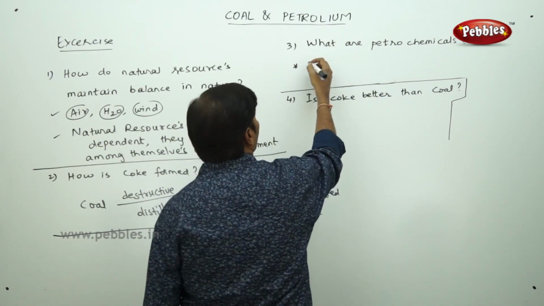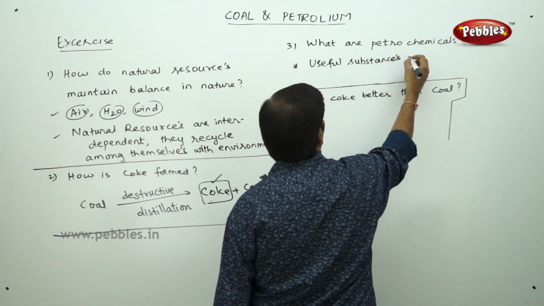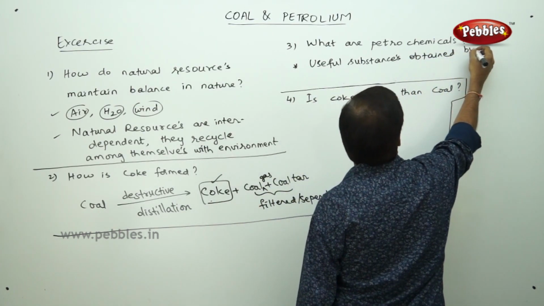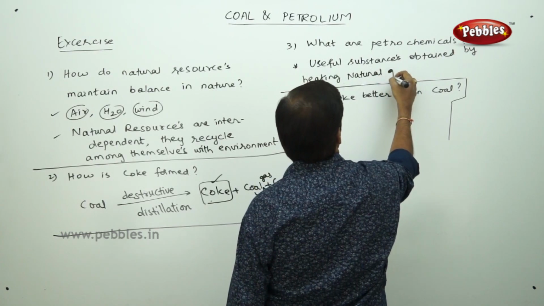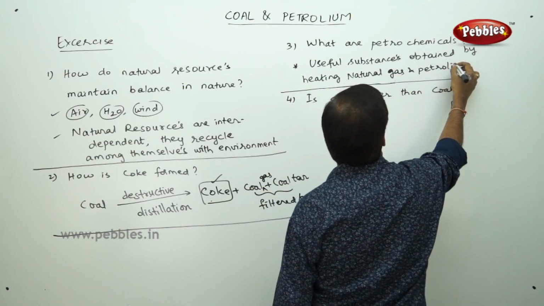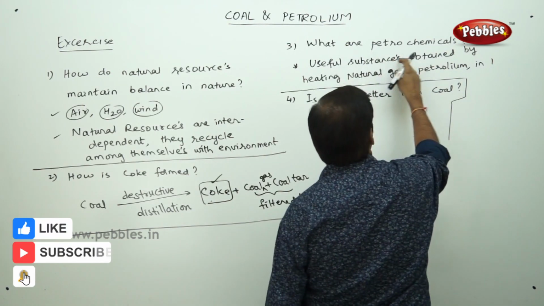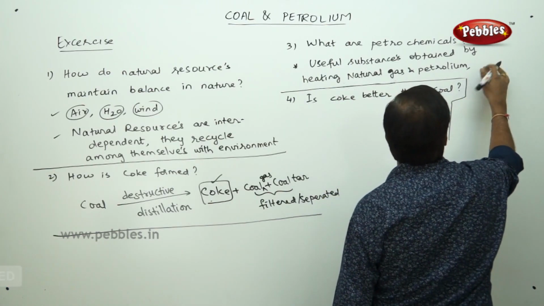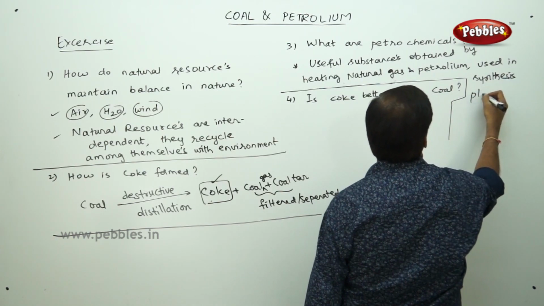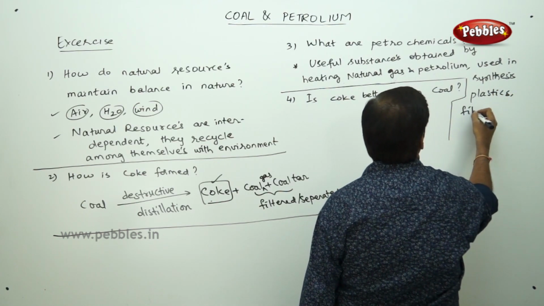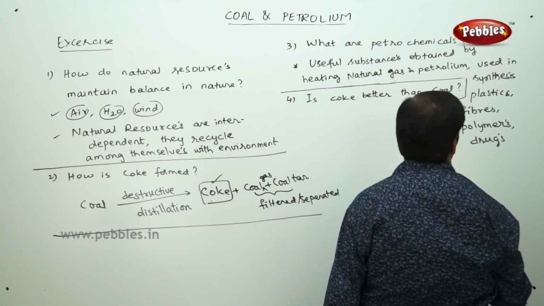Actually, when you speak about petrochemicals, they are the useful substances obtained by heating natural gas and petroleum. The useful substances obtained by heating natural gas and petroleum are used in the synthesis of polymers, that is, in the synthesis of plastics, fibers, polymers, drugs, and so on.